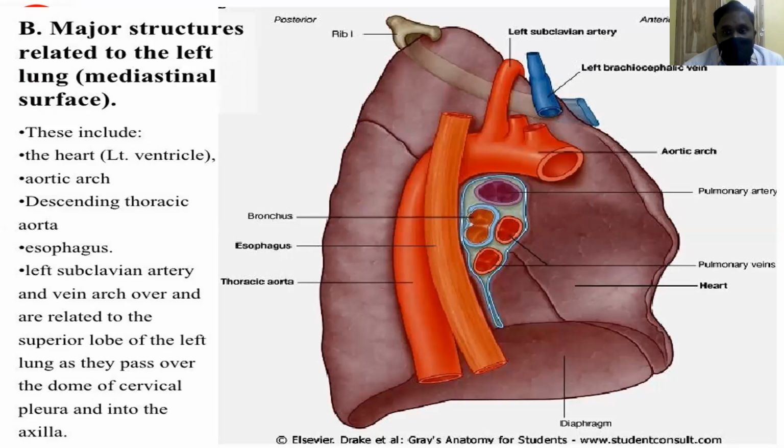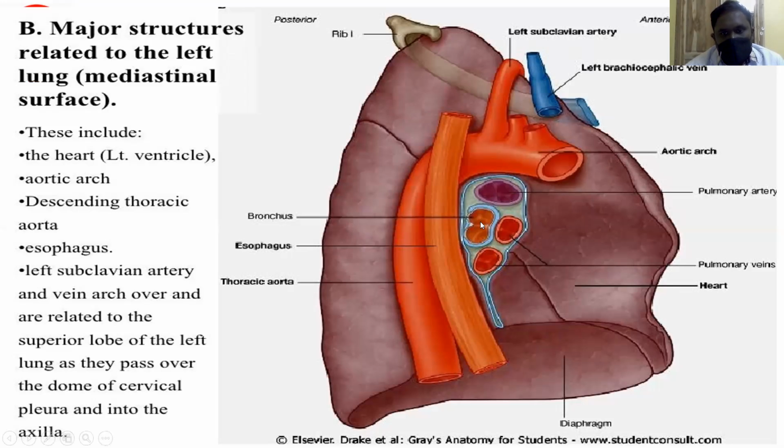On the left side, here you can see the pulmonary artery. This is the bronchus and this is the vein. Major structures related to the left lung mediastinal surface include the heart, the left ventricle, and the aortic arch. This is the aortic arch. This is the left subclavian artery. This is the left brachiocephalic vein.